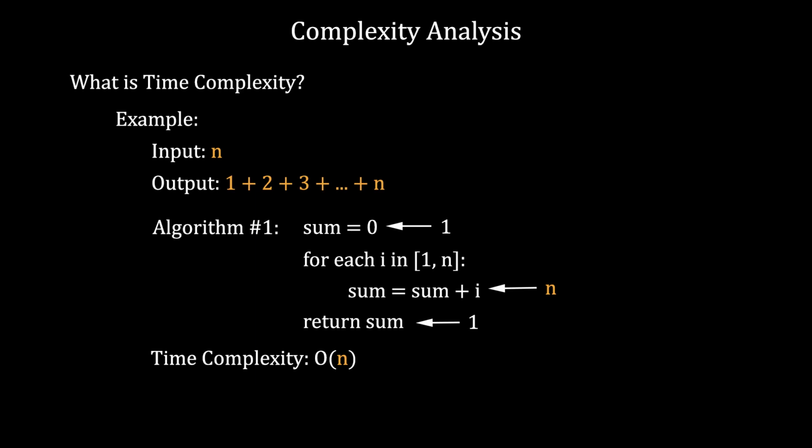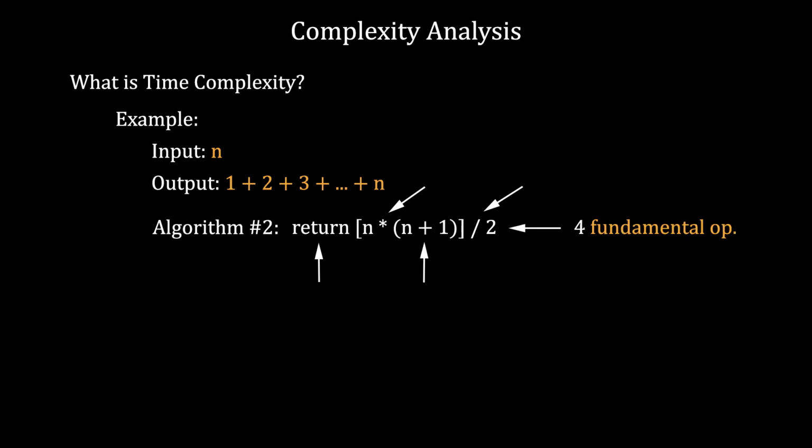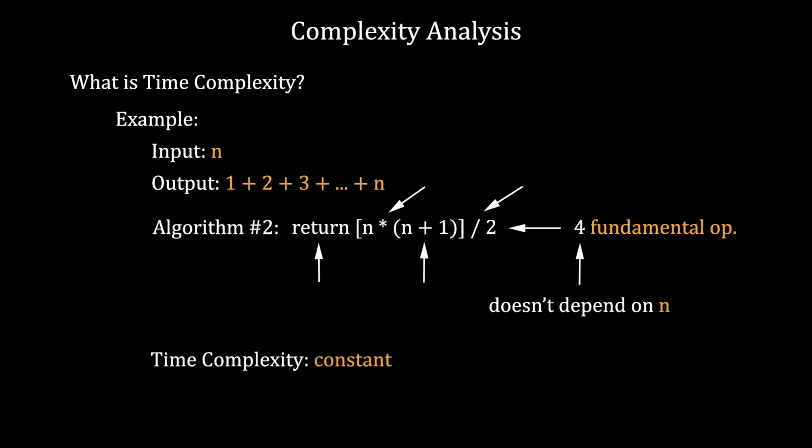Now, someone who didn't skip his math classes would come up with a second algorithm that will just return the Gauss sum, which is n crossed n plus 1 divided by 2. What are the fundamental operations here? We have the product, we have the addition, we have the division, and then we have returning the result, for a total of 4 fundamental operations. As you can see, this number 4 doesn't depend on n. In this case, where the number of fundamental operations is constant and it doesn't depend on the input size, we say that the time complexity is constant. And using the big O notation, we note this as big O of 1.